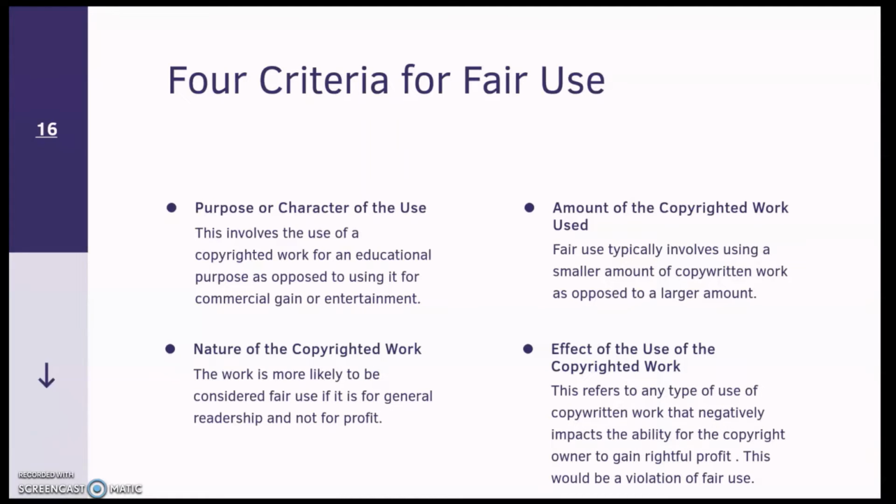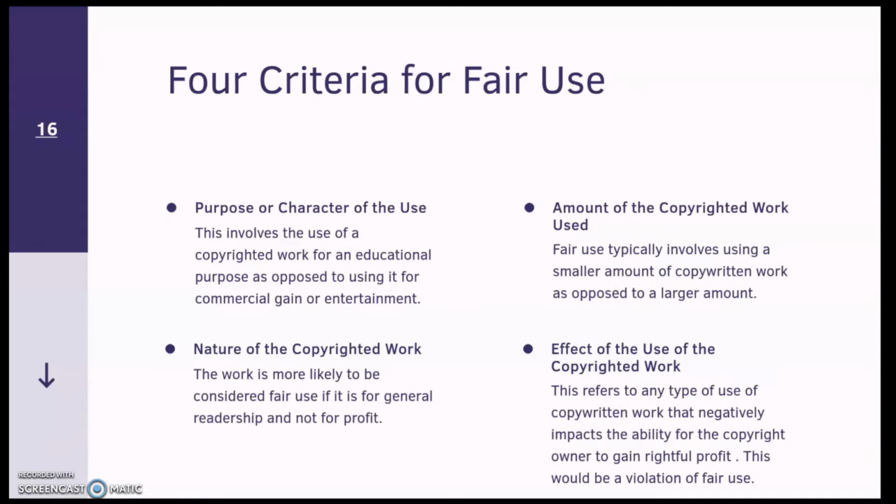Another criterion would be the amount of copywritten work used. Fair use typically involves using a smaller amount of copywritten work as opposed to a larger amount. So when it comes to copywritten work, the aim and the goal should always be to create your own work and just use the copywritten work at a minimum. You don't want to base your whole work on someone else's thoughts and ideas, but you can use someone else's thoughts and ideas to support or counteract your own.